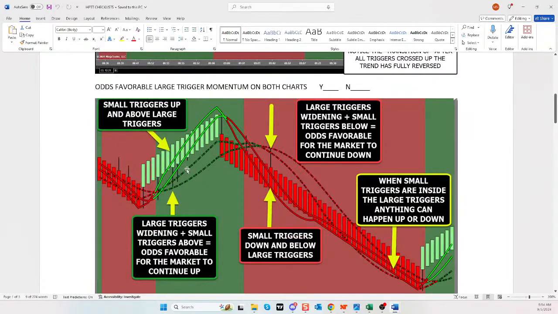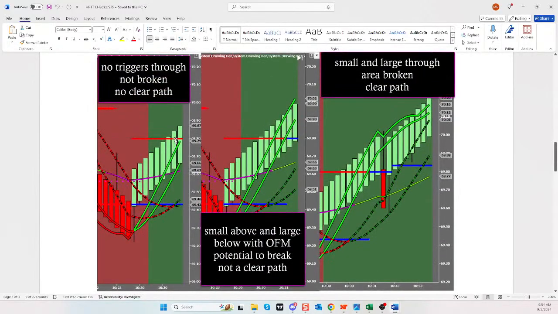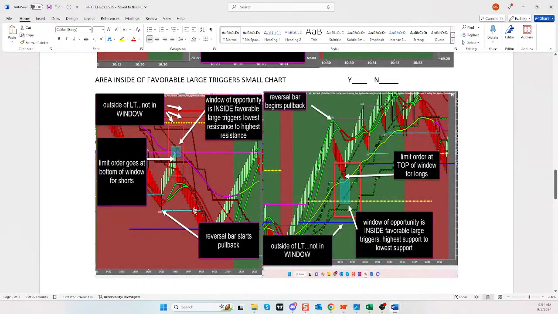Odds favorable momentum. There's your strength. There's your weakness. Clear path. No triggers, no trade. One trigger, potential to break. Both triggers, the path is clear. And then your window of opportunity all the way down to where your limit order goes.